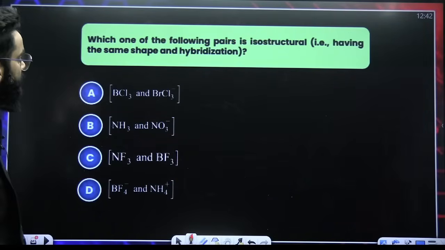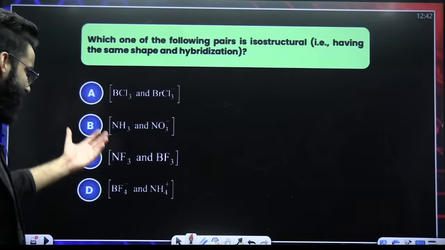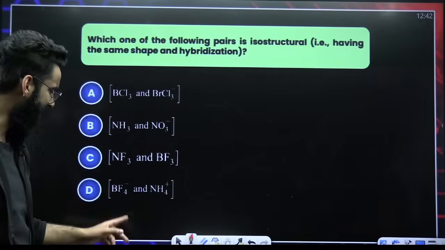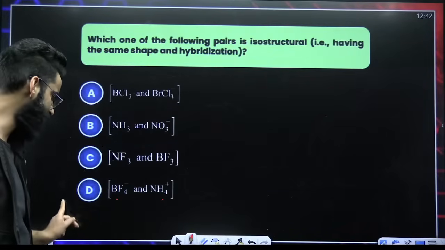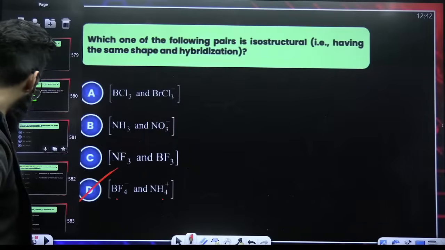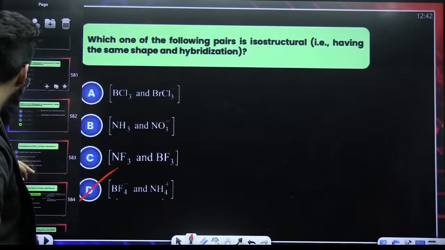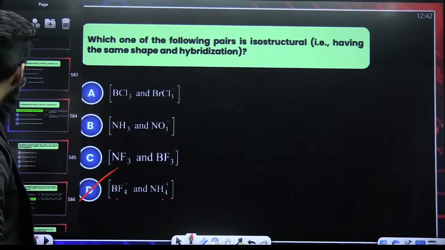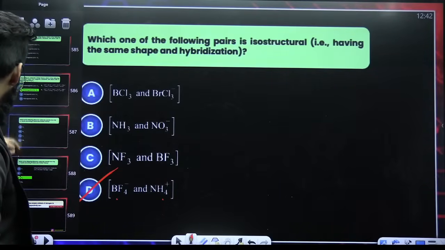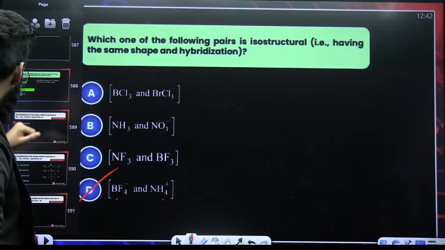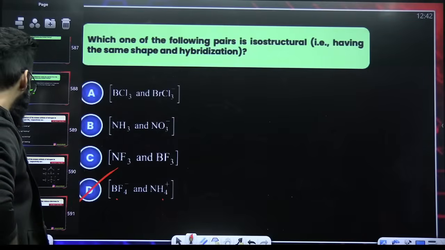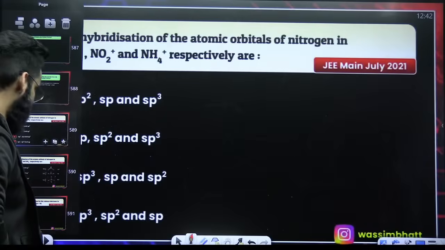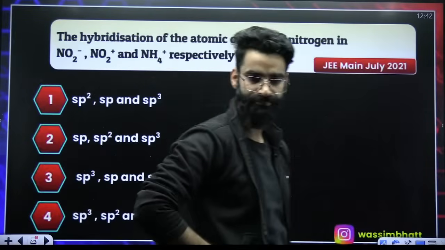What about this one? Which of the following is isostructural? I think you can easily solve it. Check the type. It's AB4L0. This is also AB4L0. Type is same, so no need to check. All these are same questions. Let's solve some JEE questions which have been asked.